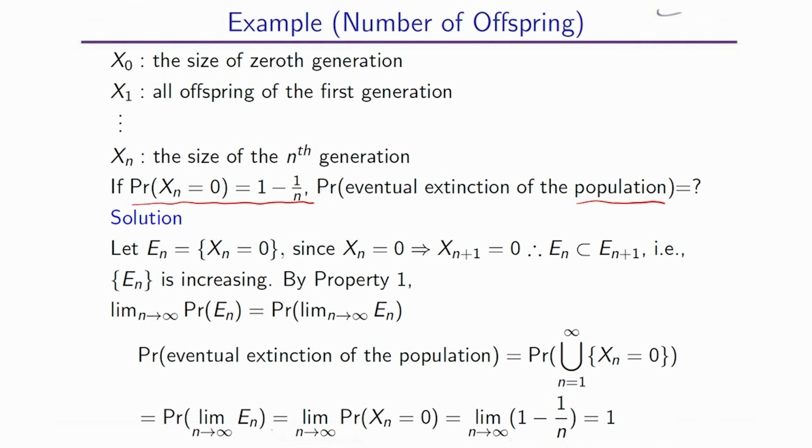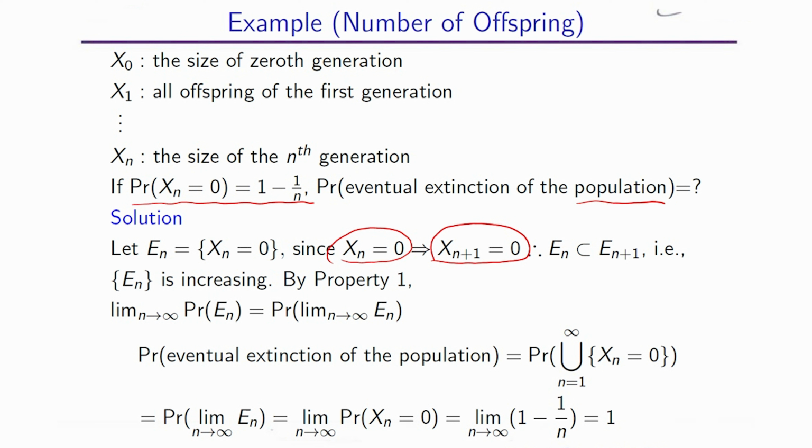Now, we want to use the property we just learned. So we let E_n equal {X_n = 0}. Because X_n equals 0, X_{n+1} is equal to 0. Why is that? Because if you have 0 parents in the nth generation, the offspring in the next generation will be 0 too. The size of the offspring will be 0 too.